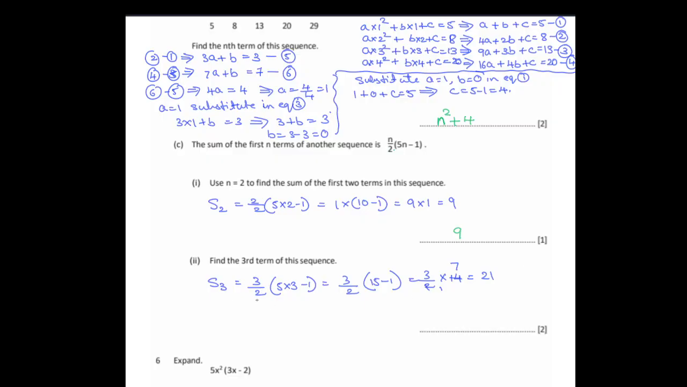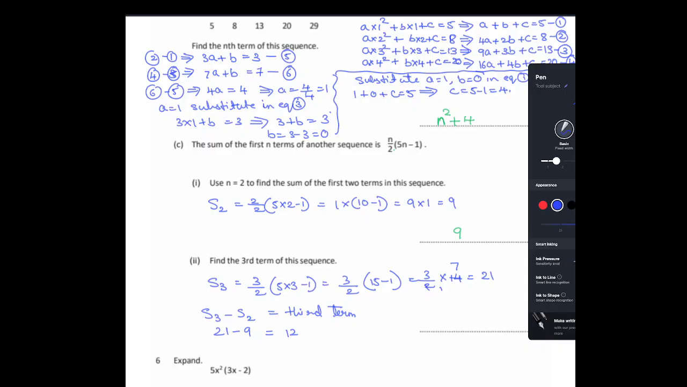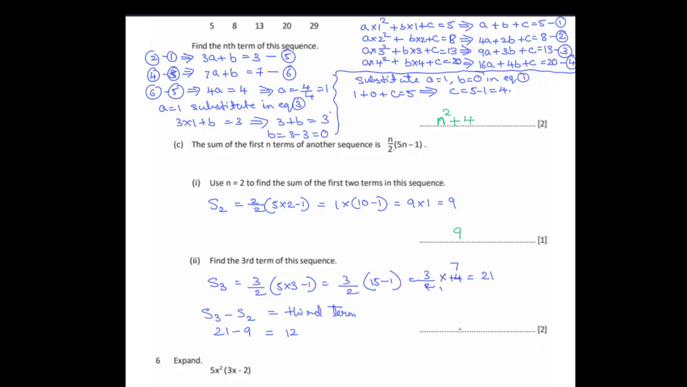So to get the third term, we will do S3 minus S2 will be the third term. We know S2 here. So 21 minus 9. 21 minus 9 is 12. So the answer is, third term is what here? 12. Question number 5 is done.